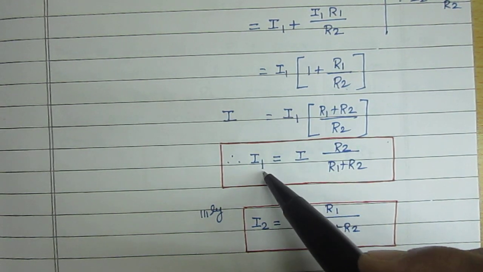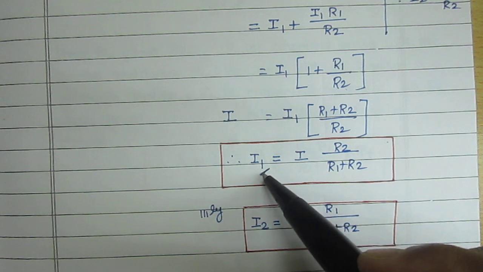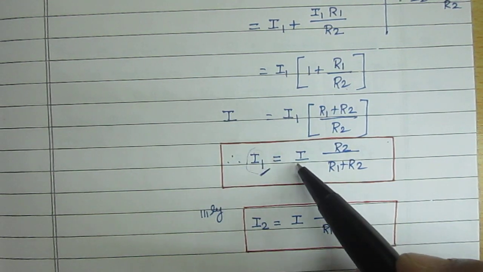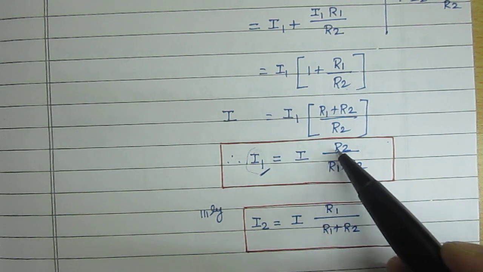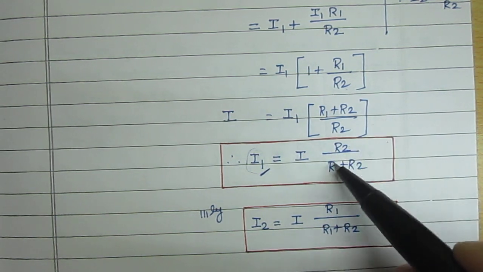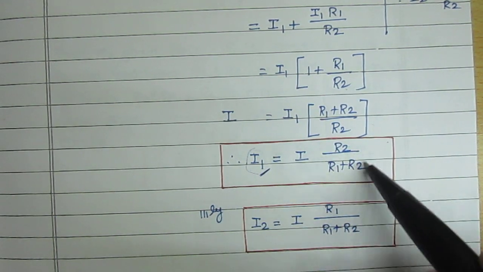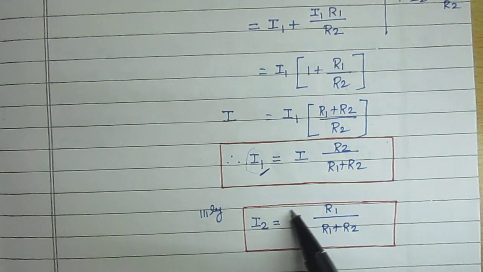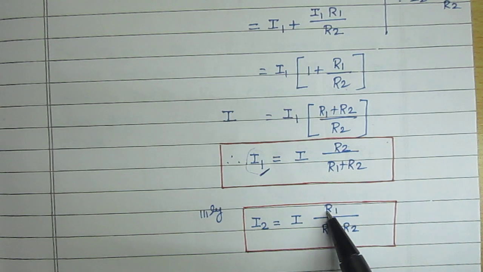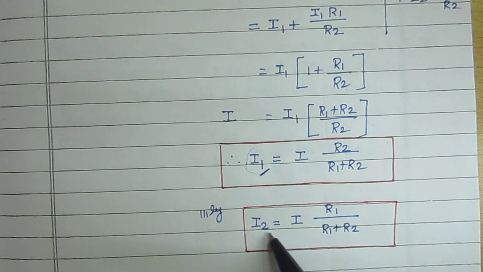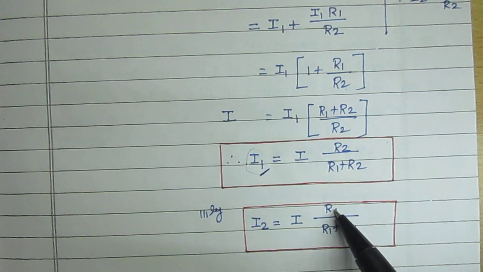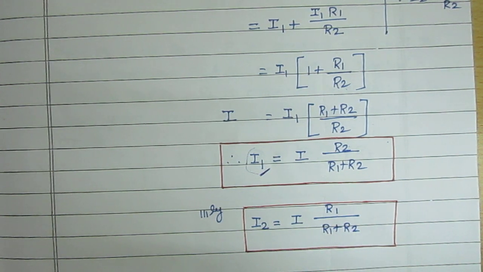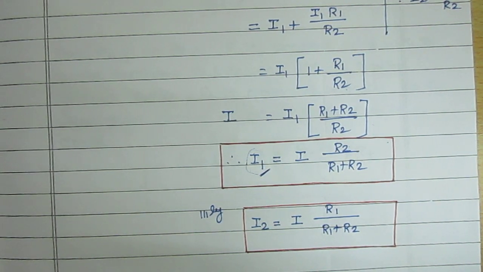Clearly note this: while finding the I1 current, it is the total current into the opposite resistance divided by the total resistance. That is the formula. Similarly, I2 is equal to the total current into the opposite resistance. For I2, the opposite resistance is R1, divided by R1 plus R2. That is all we discussed today.